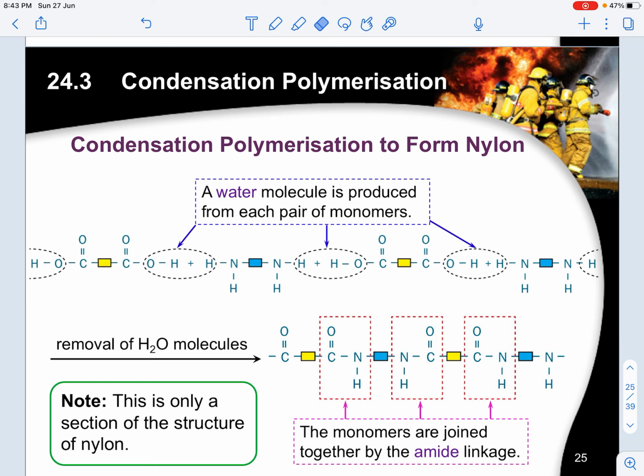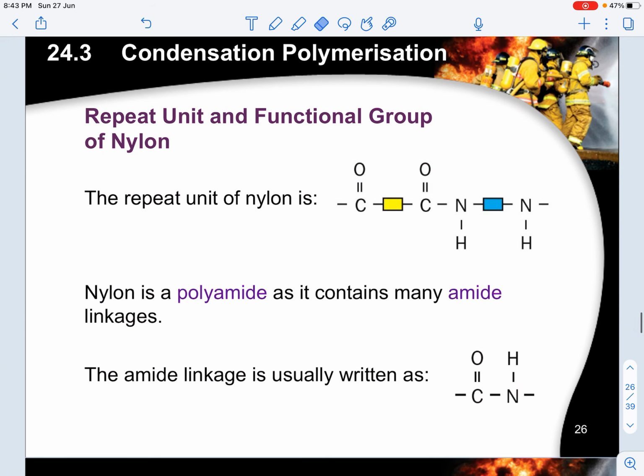Okay, it must be similar. So the monomers are joined together by amide linkages. That's why you call it a polyamide, because it has multiple amide linkages. So the repeated units and functional group of nylon tend to be something like this. Nylon is what we call a polyamide, as it contains many amide linkages, which is this.